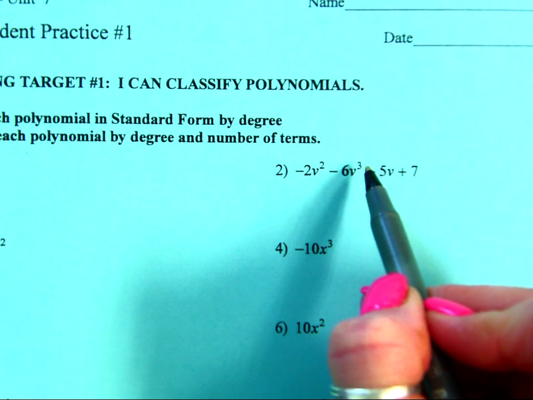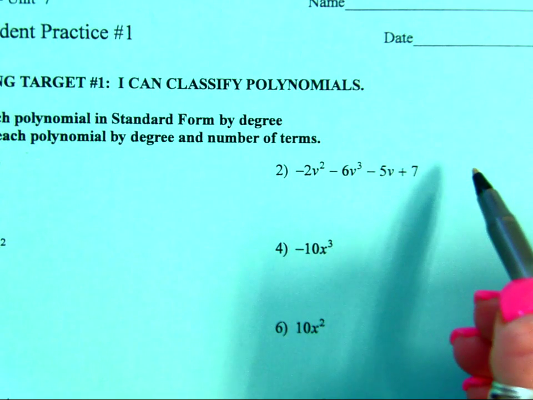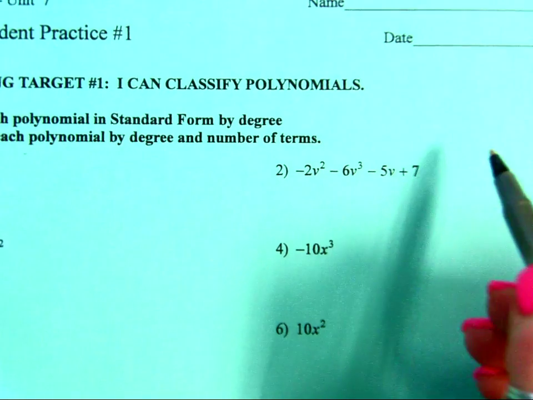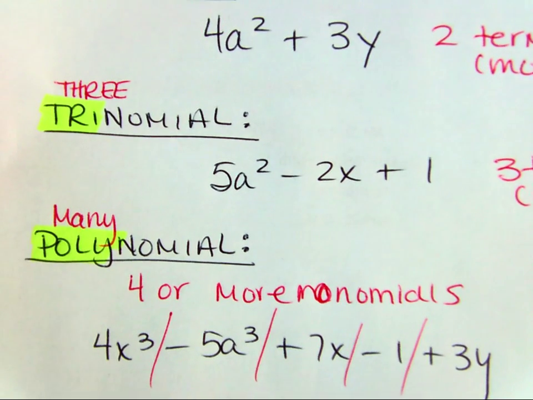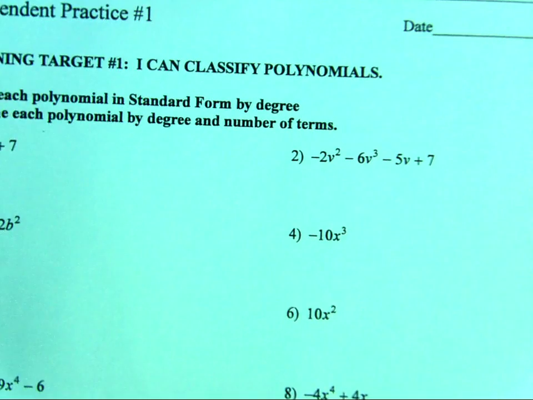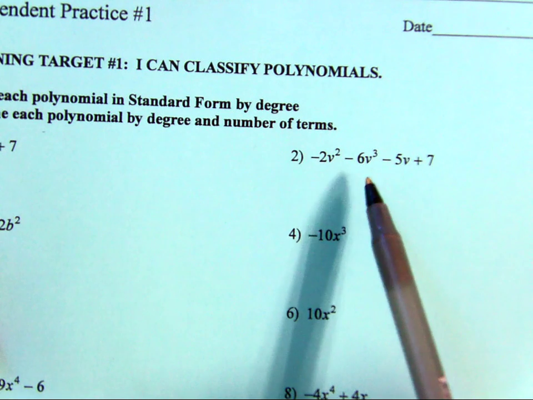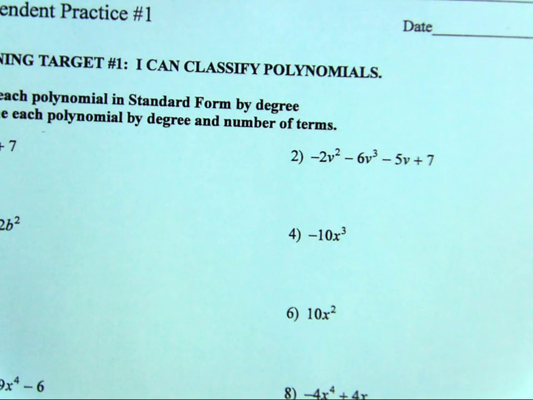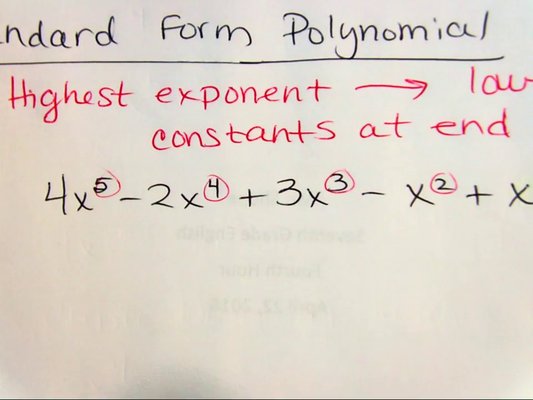And how many terms are there? 4. Is there a special name for 4? No. 4 or more just means it's a polynomial. So you're going to say cubic polynomial. Sometimes you'll hear it say cubic polynomial with 4 terms. Or cubic polynomial with 8 terms. You don't have to write the number of terms. I know that you know how many terms there are. Okay? So the only other thing I need to say is this, and then we'll be done.